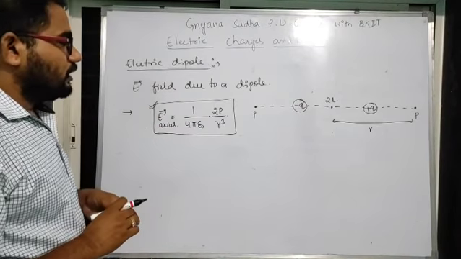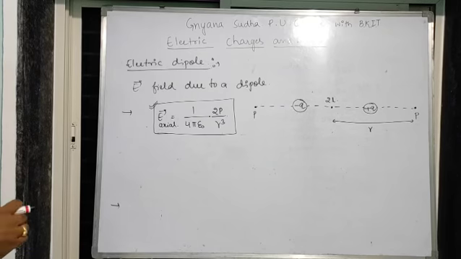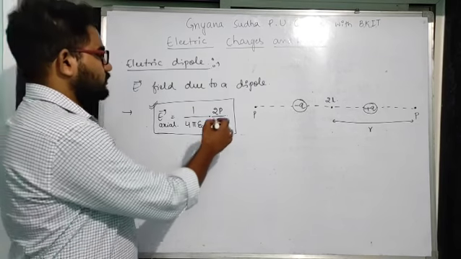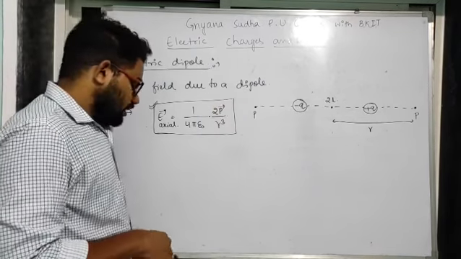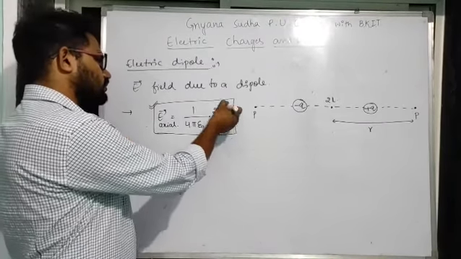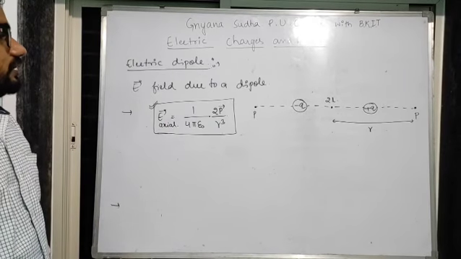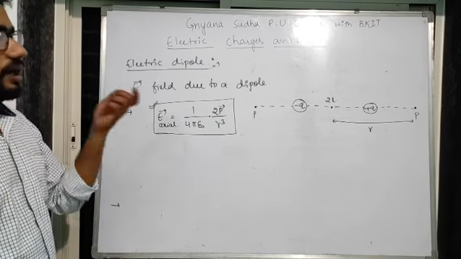If we take the vector quantity, if I take this into a vector quantity, what will happen? This is a vector, right? So we can directly write E axial is equal to 1 by 4 pi epsilon naught 2p by r cube.